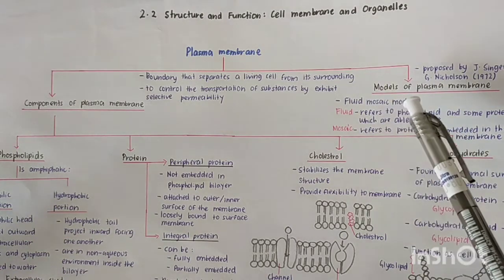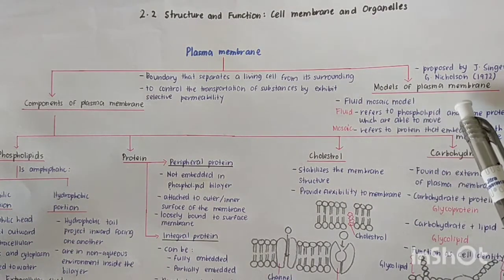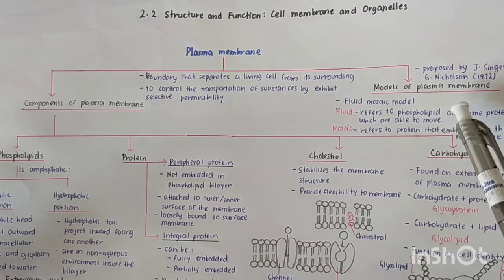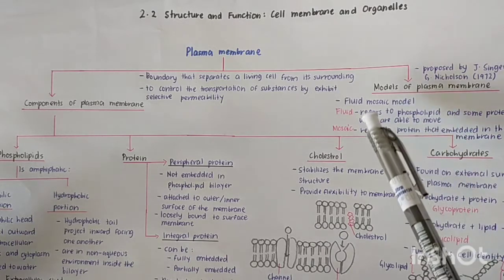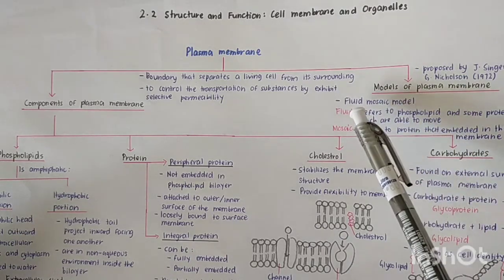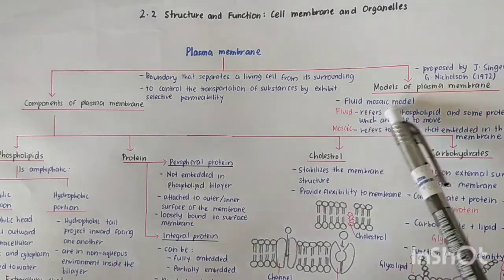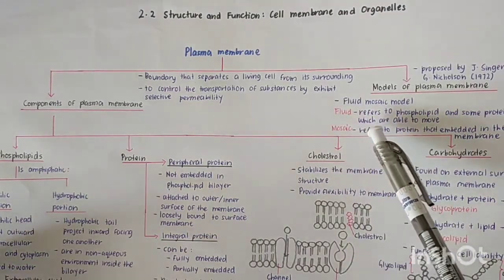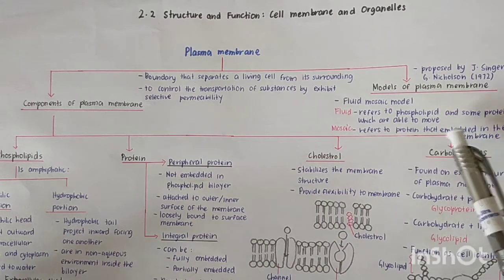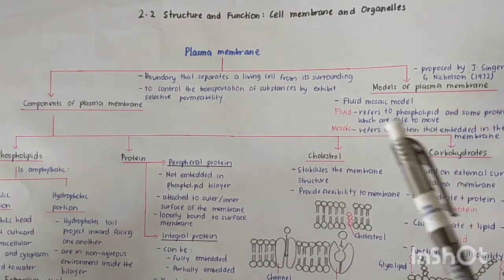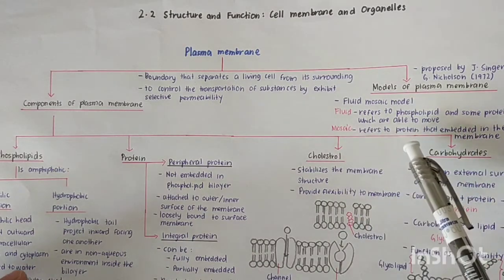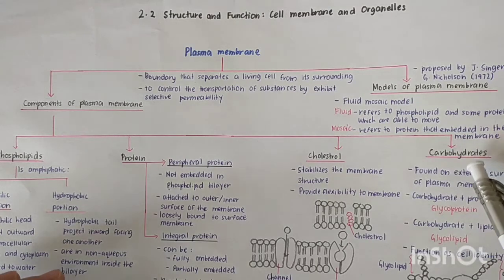The model of the plasma membrane was proposed by J. Singer and G. Nicholson, which is called the fluid mosaic model. So what is the meaning of fluid mosaic model? Fluid refers to the phospholipid and some protein which are able to move, and mosaic refers to the protein that is embedded in the membrane.